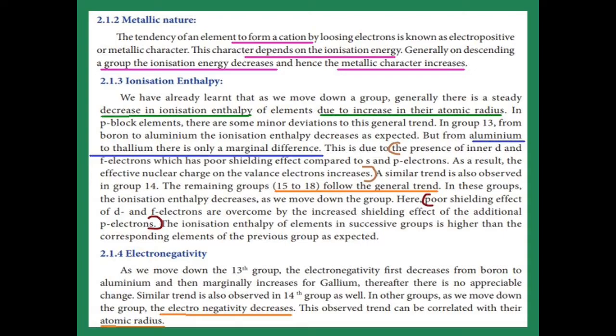In groups 15 to 18 they have the general trend. The general trend means ionization enthalpy decreases group-wise, because the poor shielding effect of d and f electrons is overcome by the increased shielding effect of the additional p electrons. Next, electronegativity. Electronegativity decreases group-wise. It is also based on atomic radius. Here the atomic radius increases, so the electronegative character decreases group-wise.